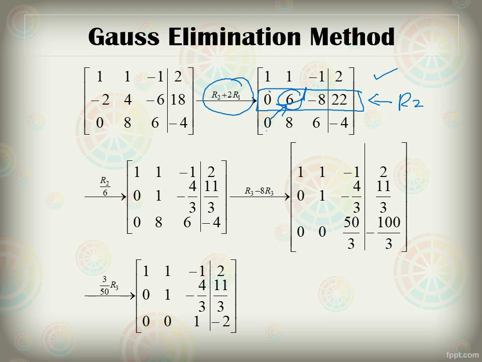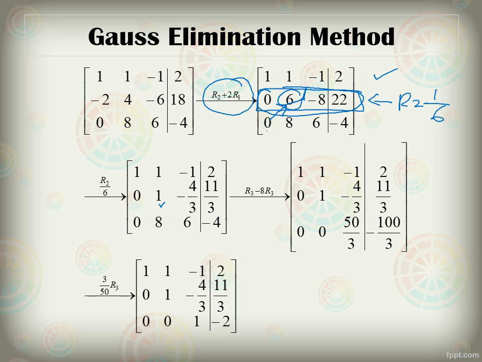This whole row you need to multiply with 1 over 6. 1 over 6 times 0 is already 0. 1 over 6 times 6 is 1. 1 over 6 times minus 8 will give you minus 4 over 3. 22 over 6 will give you 11 over 3. Right, so we're done with this element.